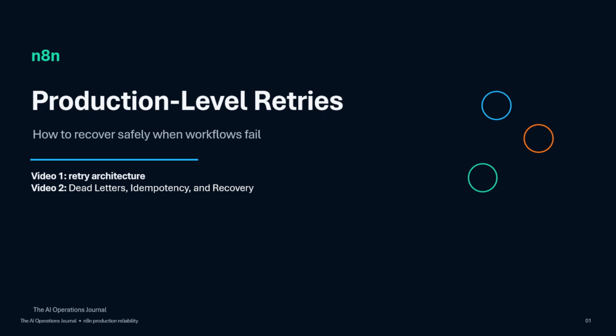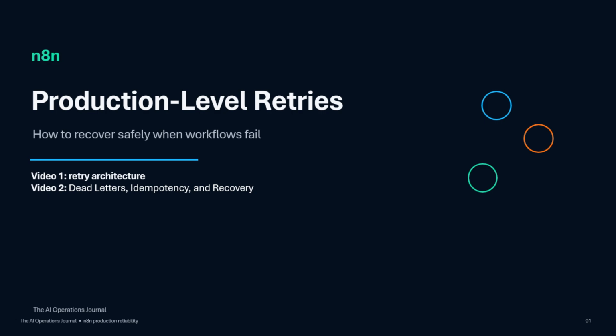The first video will cover the core concepts, including what retries are, why they matter, which errors should be retried, and the difference between a simple retry node approach and a more production-ready design. Then in the second video, we'll go deeper into more advanced concepts like dead letter handling, idempotency, recovery logic, and how to safely reprocess failed executions. Make sure you watch until the end because these are the kinds of concepts that will take your automation skills to the next level and help you stand out from the crowd.